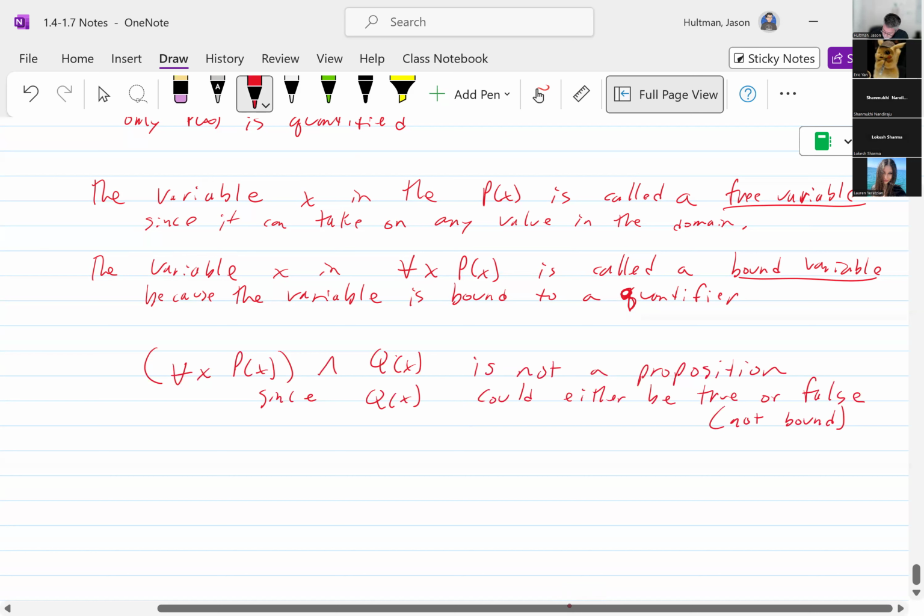Okay, but here's the big but. For all x, p of x and q of x is a proposition, since it has a definite truth value.